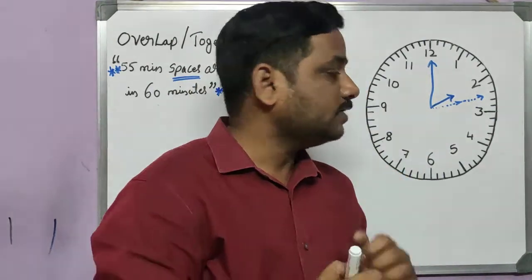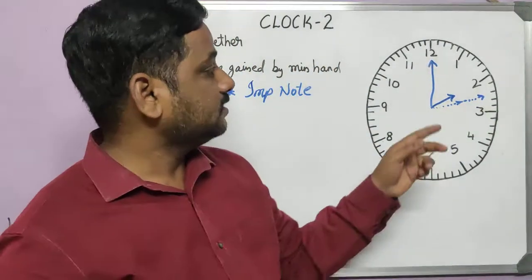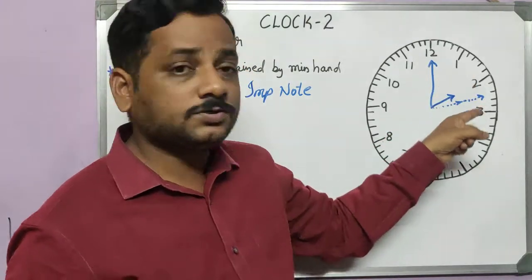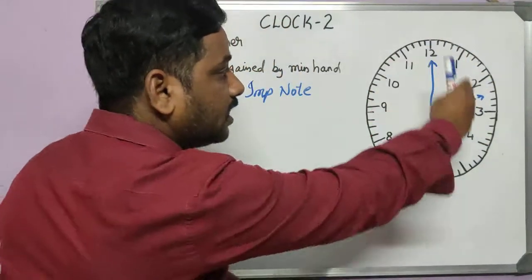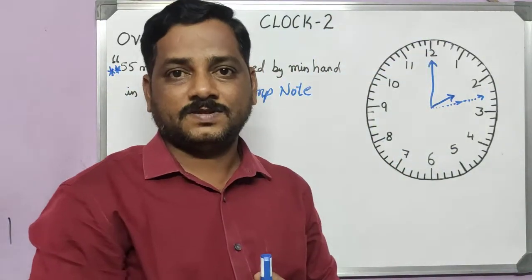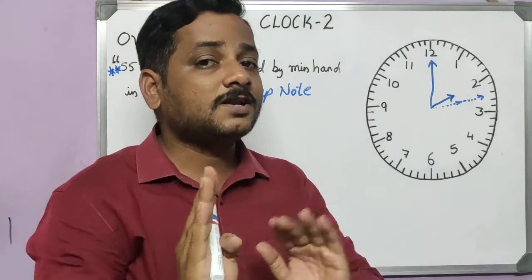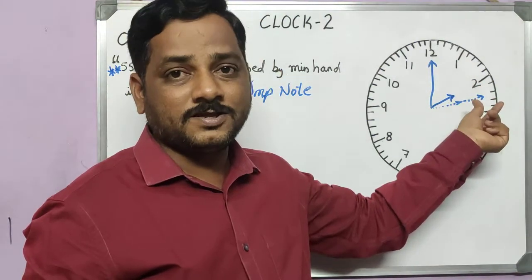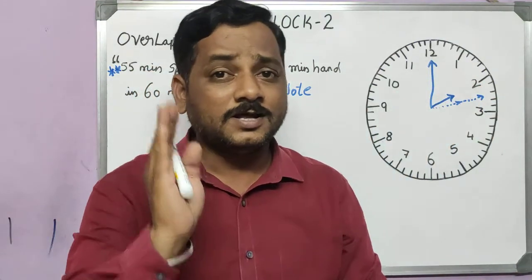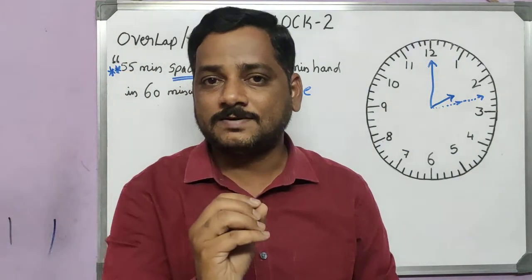Now, for 1 hour, from 2 o'clock to 3 o'clock, the minute hand will cover 60 spaces, whereas the hour hand will not cover 60 spaces. It will just cover 5 spaces. Got the point? Now I will give an example here.